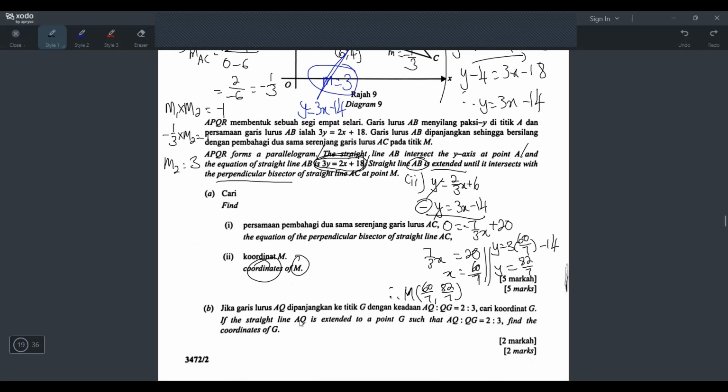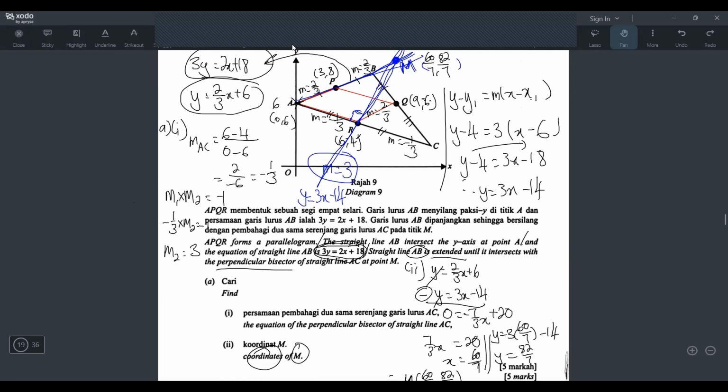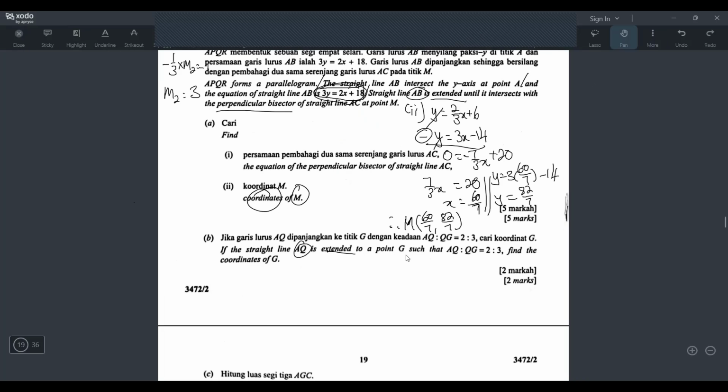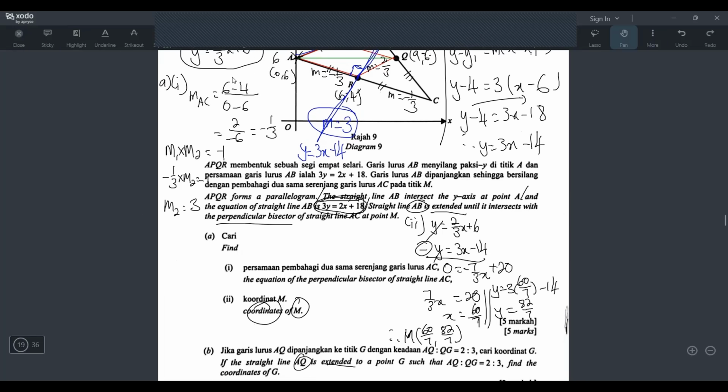What it says here, if the straight line AQ is extended, extended once more. Where is AQ? AQ line is not here, so we have to add it ourselves. Let's use green color. So AQ, this one is AQ, the green color line. It's extended to a point G such that AQ to QG is 2 to 3. Find the coordinates of G. Let me extend the green color line until G.